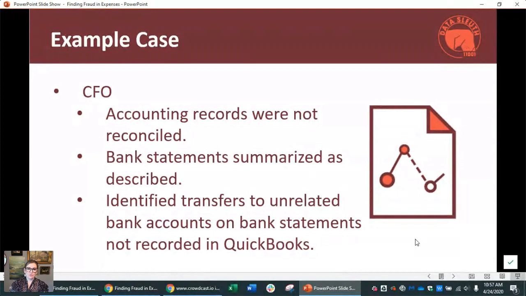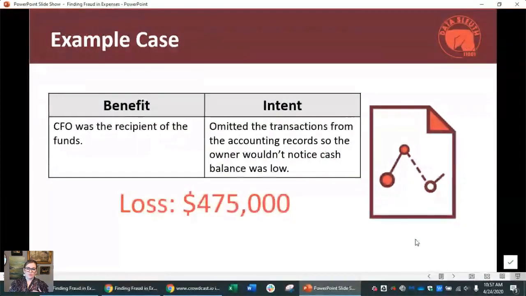So if we had been recording this in QuickBooks, or I mean, only relying on QuickBooks, we would have missed all of these transfers. And so in looking at this case, by looking at the bank statements, we were able to identify the loss of $475,000. And then that also helped us too. We could look at who benefited from these transfers. Well, we knew that the transfers weren't connected to the company, and eventually the CFO actually worked with us, so he confirmed that those were his bank accounts.